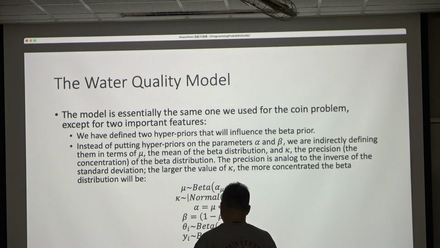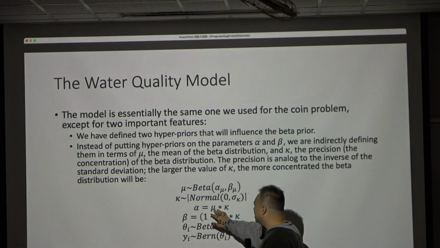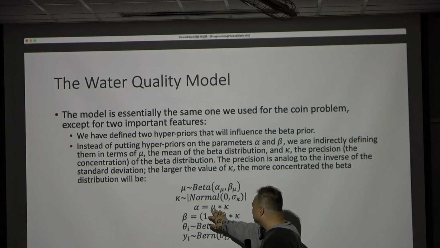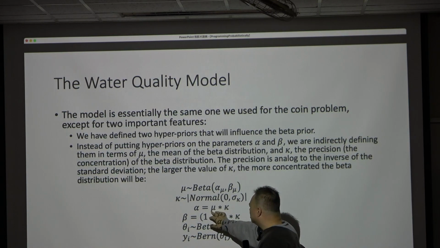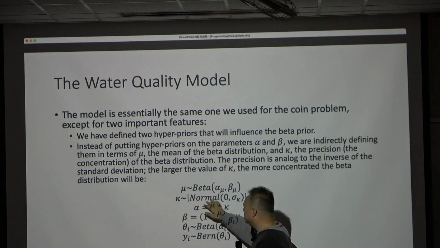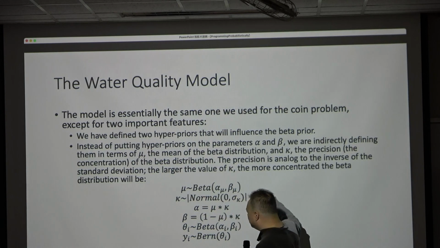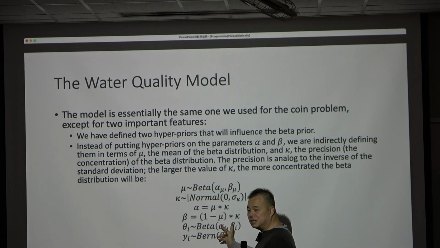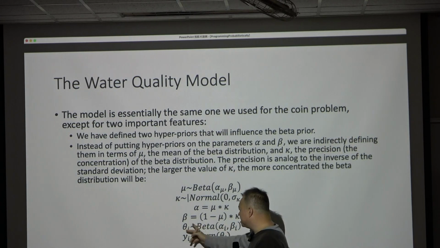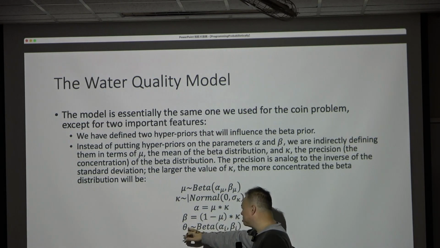So we just use the mean and the kappa, the concentration, and then the mean and the kappa come from different distributions. So this is the extra layer that we didn't have. Previously we just assigned values here, and theta was just drawn from a beta distribution with a fixed alpha and beta value. And that's it. And from theta we get.